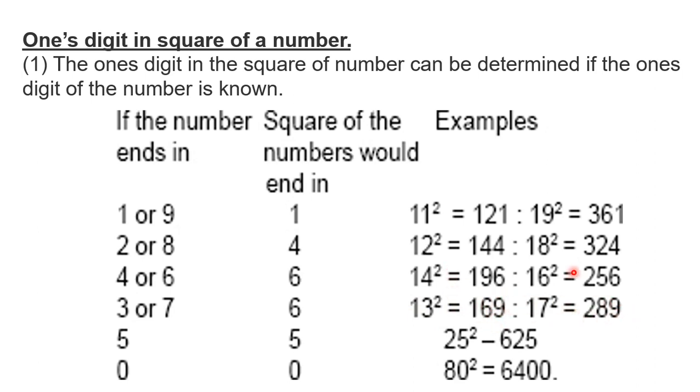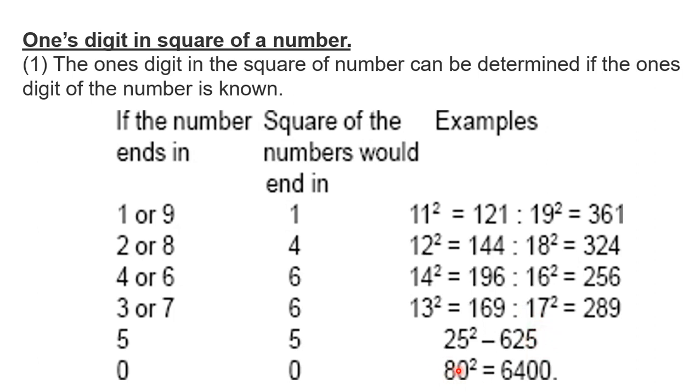You can observe in this example. If a number we are taking ends with 5, its square number also ends with 5. For example, 5 into 5 is 25. If we take 25, 25 square is 625. So again, we are getting 5 in the unit place. So if a number ends with 5, its square number also ends with 5.